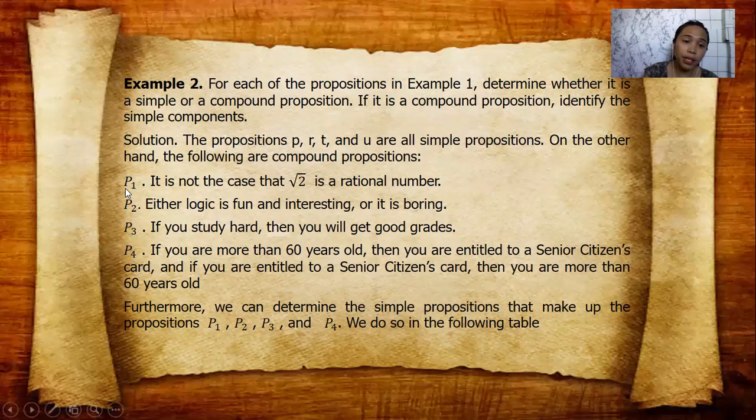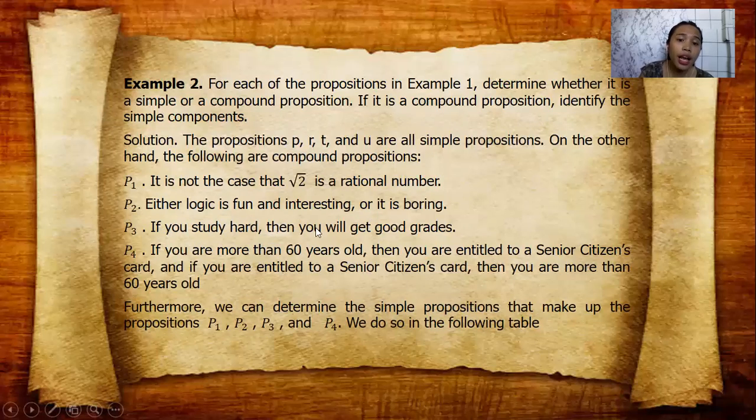Let's have P sub 1. It is the proposition: it is not the case that the square root of 2 is a rational number. It is a compound proposition because it uses the connector not. Another, P sub 2: either logic is fun and interesting or it is boring. So it uses the connectors and, or.